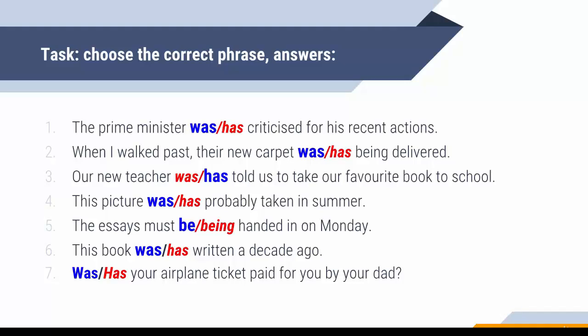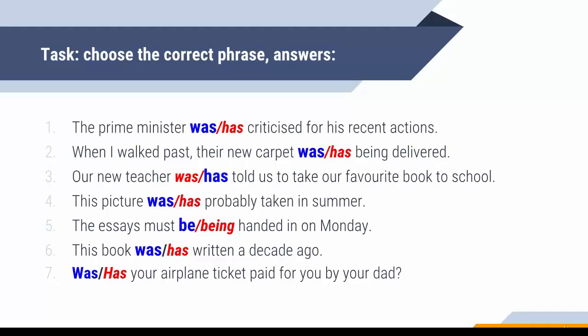4. This picture was probably taken in summer. Was probably taken. Past simple, passive. Why it can't be has probably taken? Well, because the form of passive in present perfect here is wrong. 5. The essays must be handed in on Monday. Passive of a modal verb. Must be handed in on Monday.